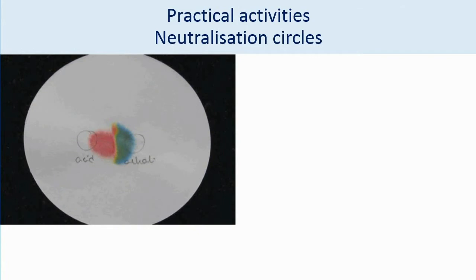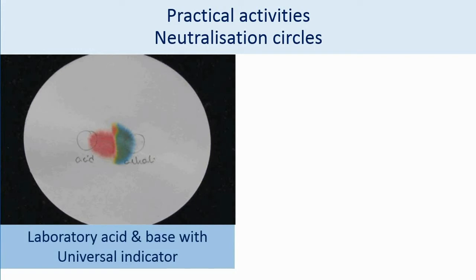Neutralization circles is a quick and simple introduction to indicator colour changes. Ask your students to observe and then explain all the colour changes they see from the point at which they add a drop of universal indicator to the filter paper, which has already got a drop of acid and a drop of alkali on it. And the paper can be dried and stuck into students' books as a record of the colours. Full instructions can be downloaded from the education website. You will find the link on the companion sheet.